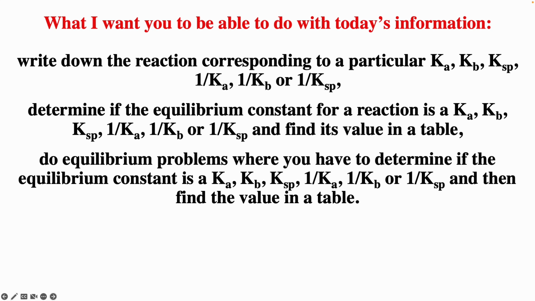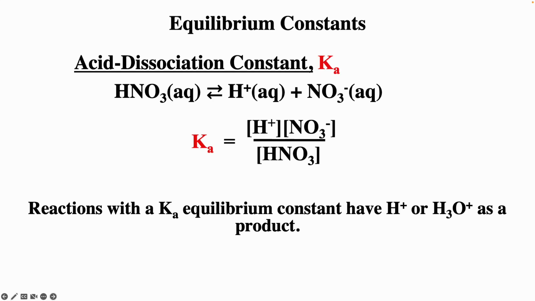After watching this video, you should be able to write down the reactions corresponding to a particular Ka, Kb, Ksp, 1 over Ka, 1 over Kb, or 1 over Ksp. Given a reaction, you should be able to identify if its equilibrium constant is a Ka, Kb, Ksp, 1 over Ka, 1 over Kb, or 1 over Ksp. And you should be able to do problems involved using these equilibrium constants. So equilibrium constants, again, they enable us to determine the concentrations at equilibrium.